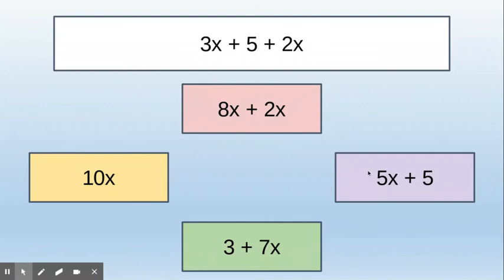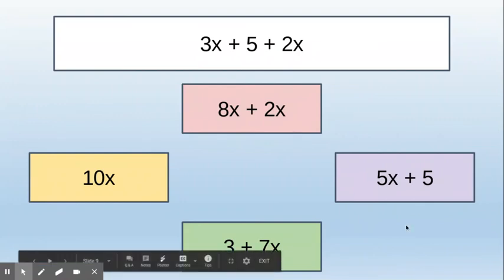The answer for this one is 5x plus 5. Similar to what we were just saying, you can only combine things that both have variables. So we would say the 3x plus the 2x gives me 5x, and then we still have that 5 left over. 3, 2, 1.